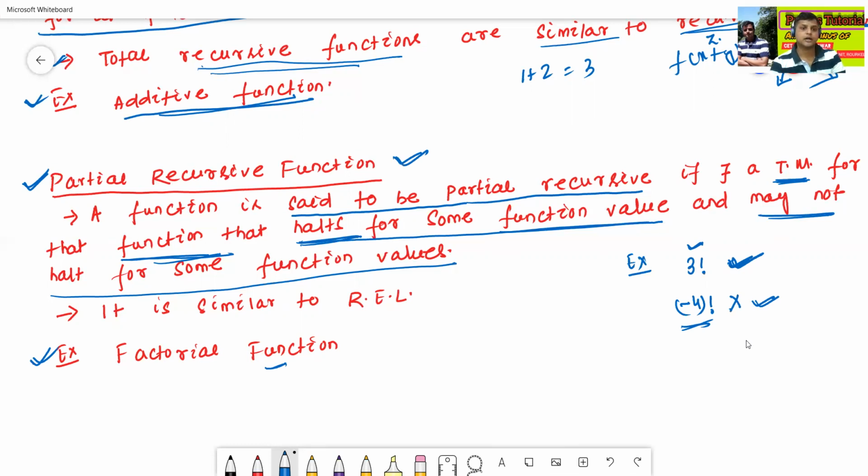One more important point is that it is similar to REL, meaning recursively enumerable language. Total recursive function is similar to recursive language, but partial recursive function is similar to REL, recursively enumerable language. Okay, so this is about the Turing machine as transducer and output generator.